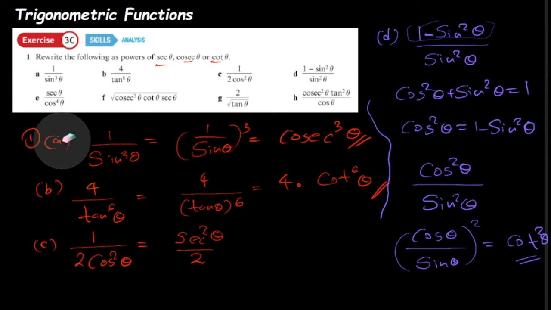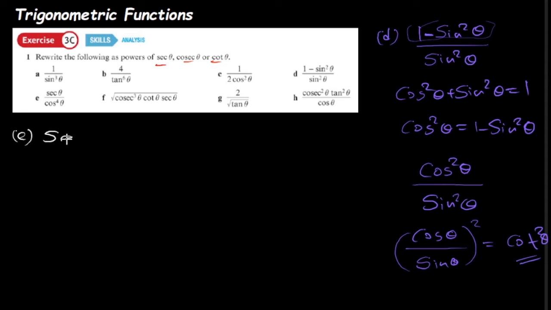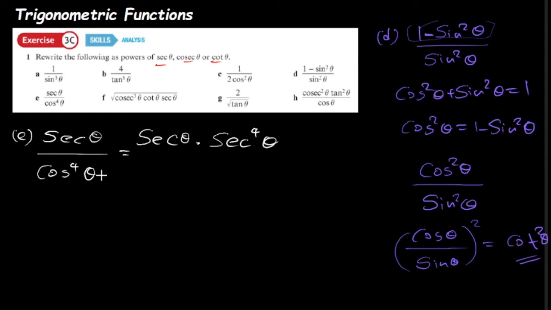Let's erase this part. E, we have sec theta divided by cos power 4 theta. Cos power 4 theta, you can take it up as sec theta to the power 4. Straight away this part comes up. So sec theta into sec theta to the power 4. This is like x into x to the power 4. Powers get added, so it's going to be 4 plus 1, it's 5. Sec power 5 theta.